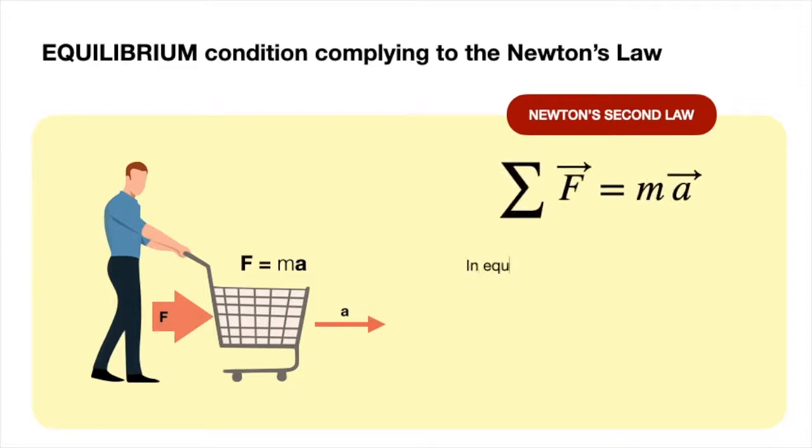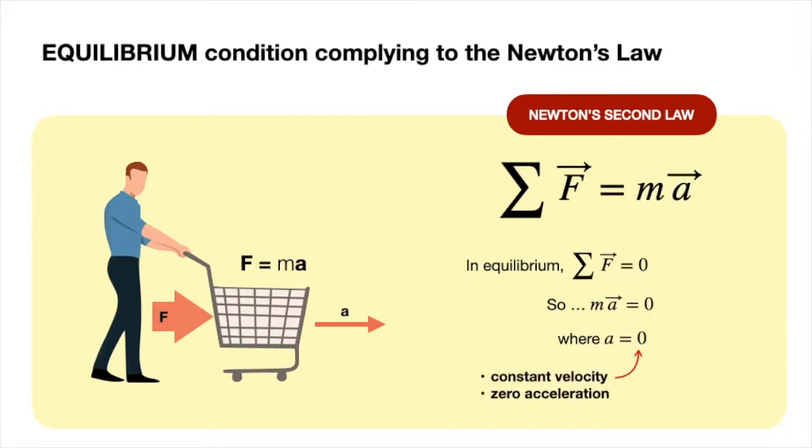However, in an equilibrium state, the summation of force should be equivalent to zero. Remember the previous slide. So, based on this formula, ma should be equal to zero. So, remember, in an equilibrium state, although the object is moving at constant velocity, it means that it is in equilibrium. Constant velocity means that there is no acceleration. So, in this formula, the a would be zero.